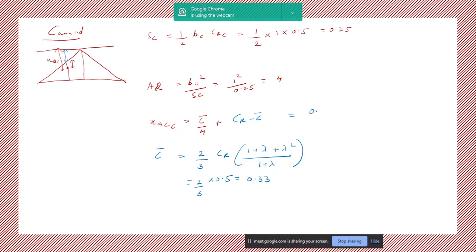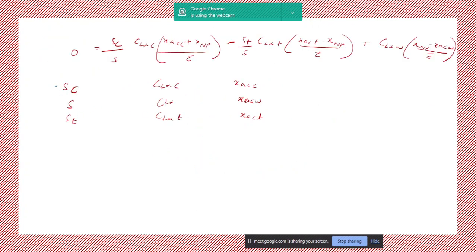So how much will this be? This will be 0.33 by 4 plus CR was 0.5 minus 0.33, which is plus 0.5 minus 0.33, 0.25, right? Yes. So what have we gotten? We have gotten SCC, we have got XACC, and from that we can find out this value.